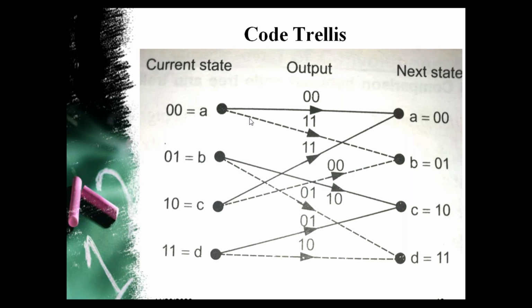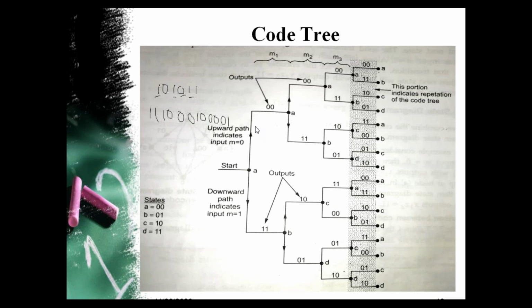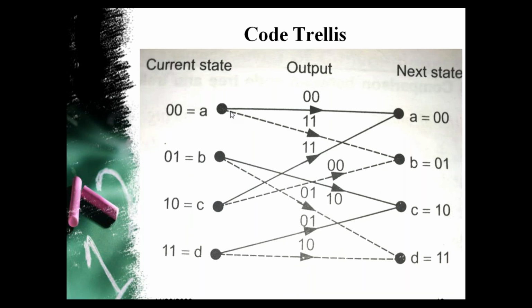In this representation, take the first condition: A is the present state, then 0 is the input. We already have the table corresponding to all the possible outputs and next states. A is the present state, 0 is the input, 0, 0 are the output bits, and the next state is A. And A is the present state, 1 is the input bit, 1, 1 are the output bits, and B is the next state. In this trellis diagram, we represent the transition from present state to next state as a continuous line if 0 is the input bit, and a dashed line with 1 as the input.